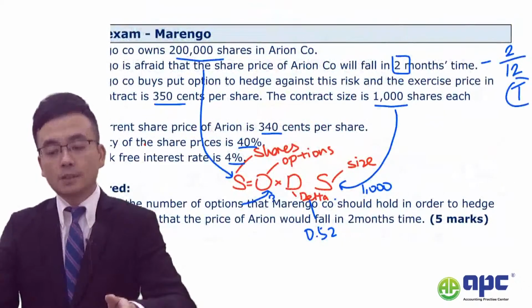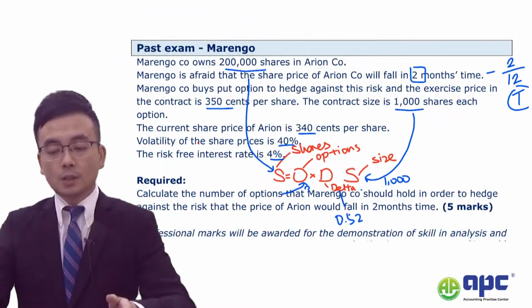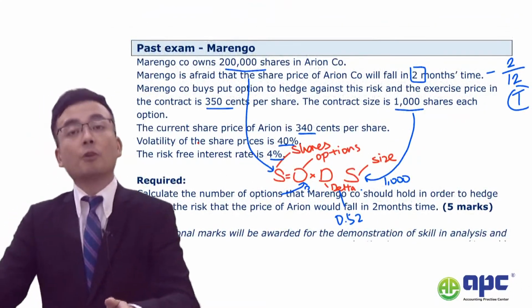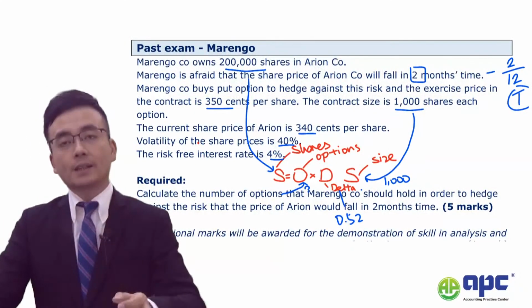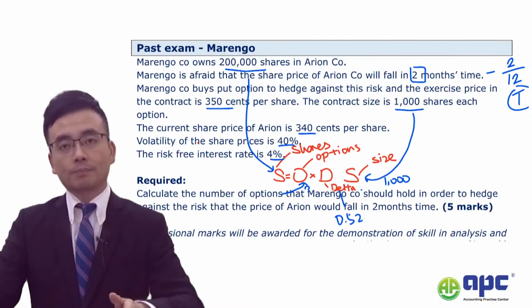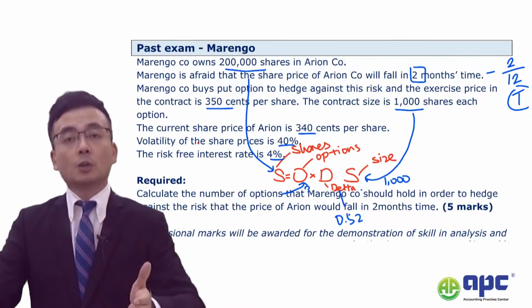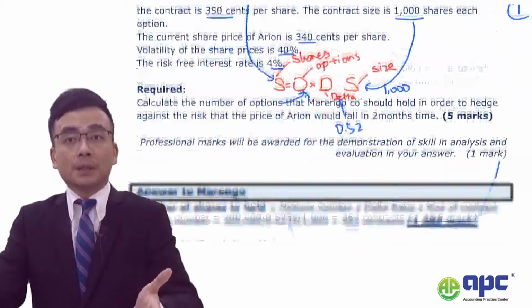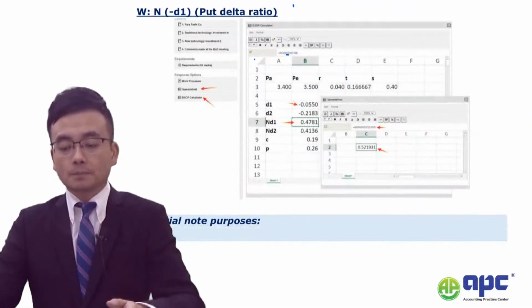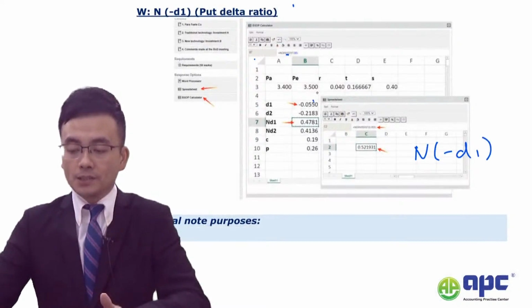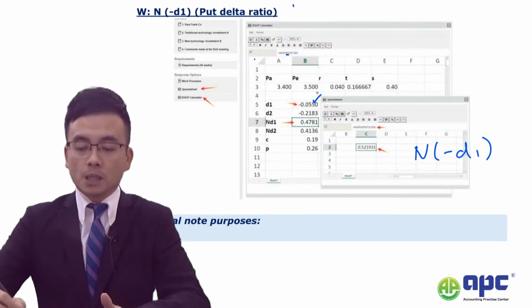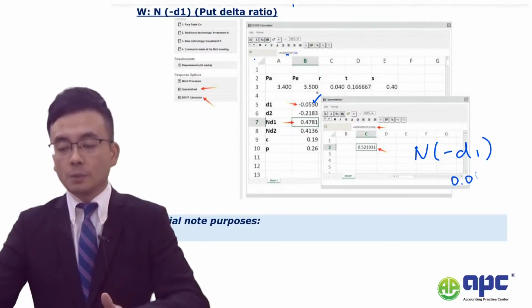But in this case, because we're afraid the price will fall, that's why we would be entering the put option contract. Because if the price falls, of course, from a put option we can earn money. So that's why we need to work out the minus D1. Because D1 is minus 0.055. So minus D1 would be 0.055.